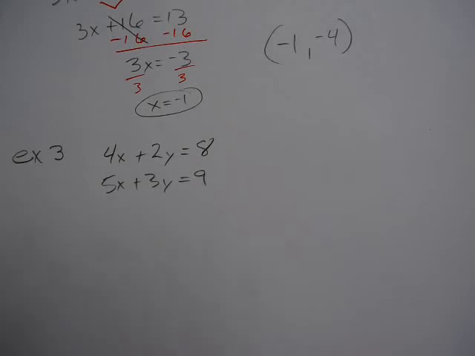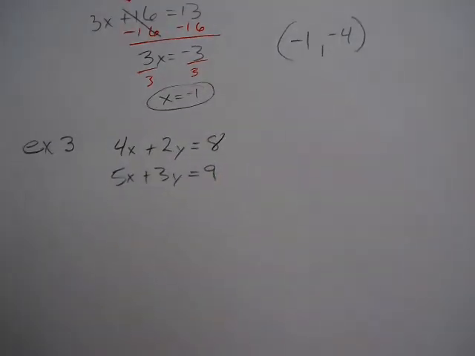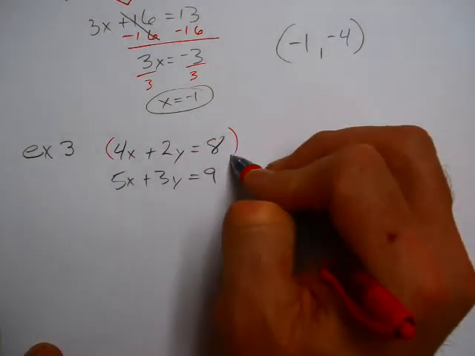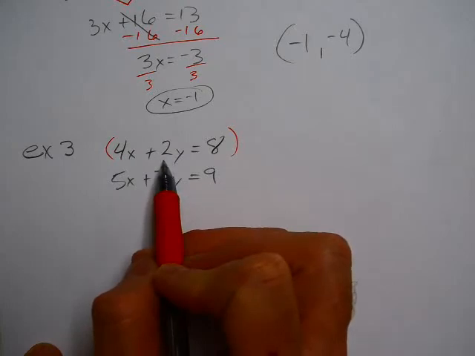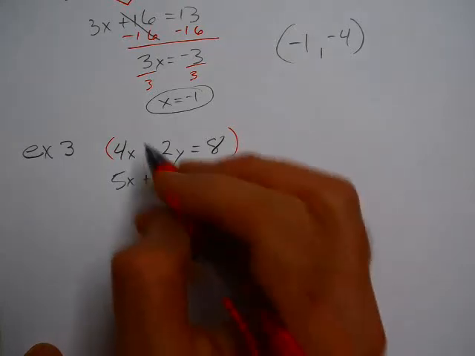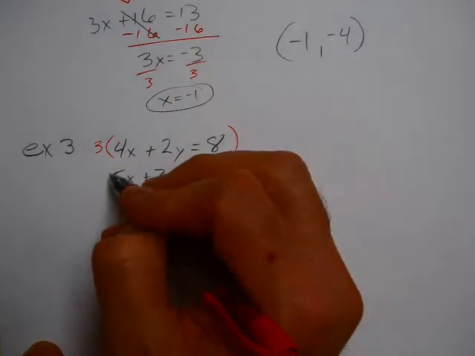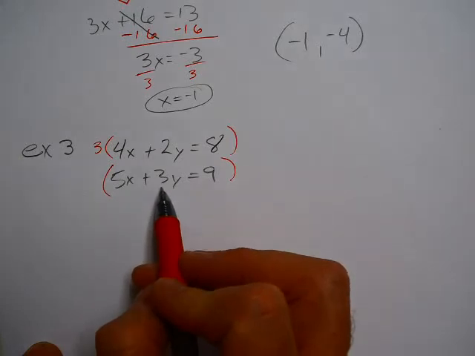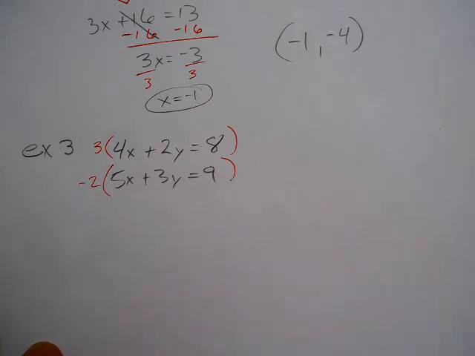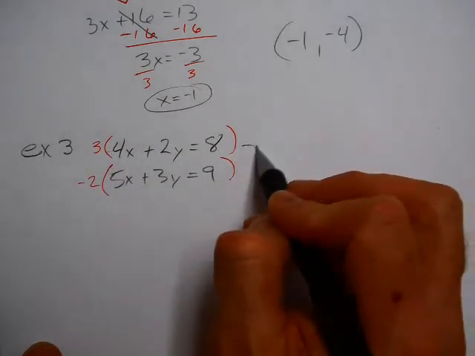So what I want to do is turn these both into 6y, but I want one of them to be negative. So let's start with the top here, and let's start with the positive. What would I have to multiply everything through by to turn this into 6y? Well, let's go with the positive first. 3, right? Now, on the bottom, what would I have to multiply to turn this into negative 6y? Negative 2, right?